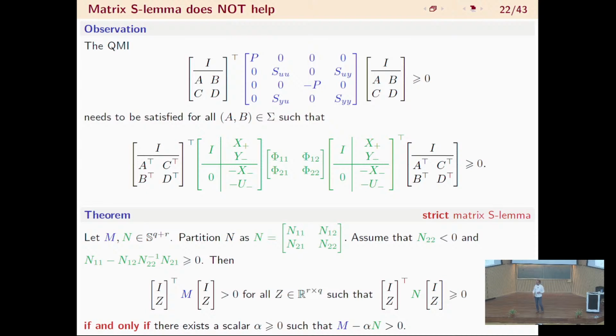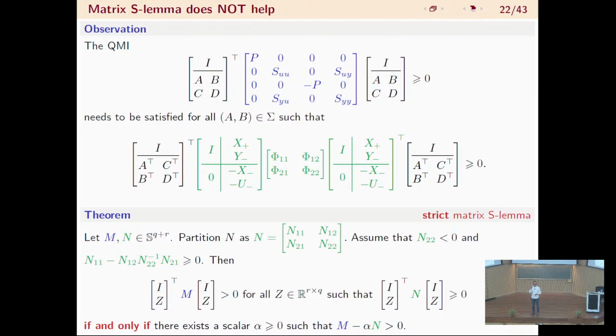So the first point is there is this mismatch of the unknowns here. And the second point is we have seen only the strict matrix S lemma, right? Henk, can you tell me if we haven't seen the non-strict version? No? So this is not strict as you see. I cannot directly apply the strict matrix S lemma.